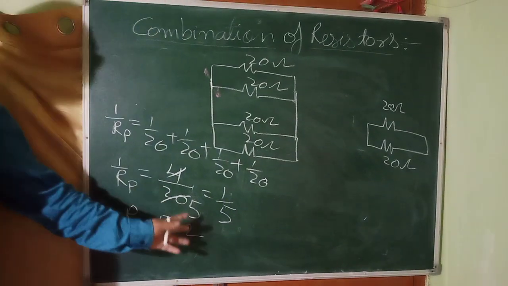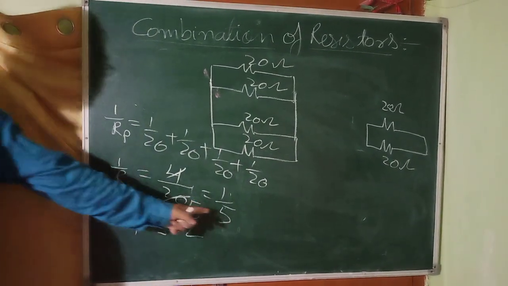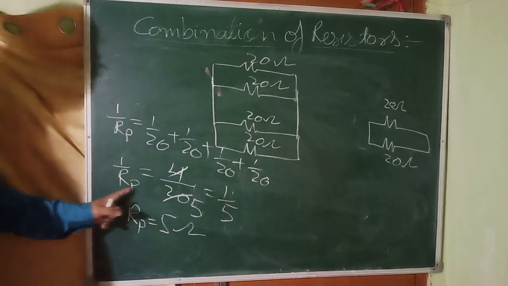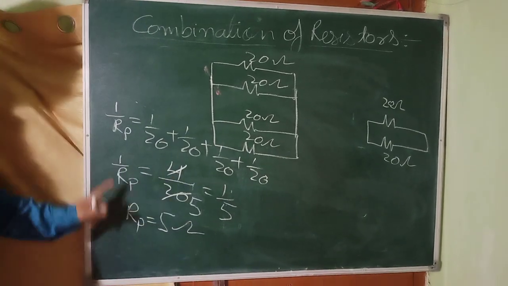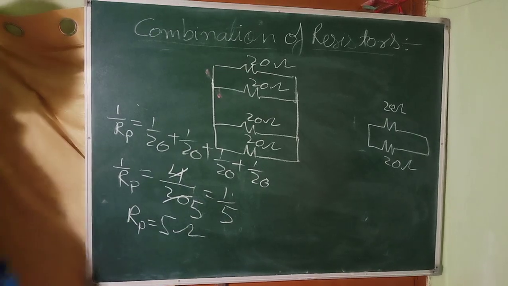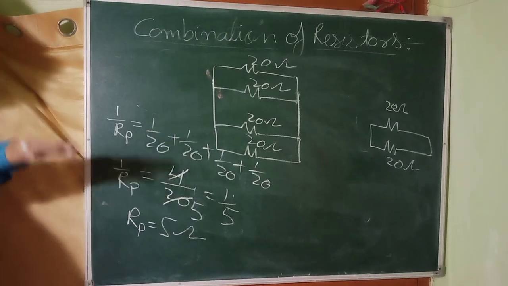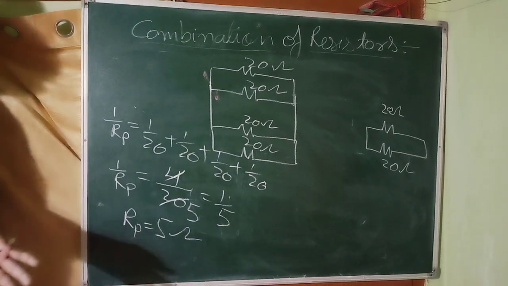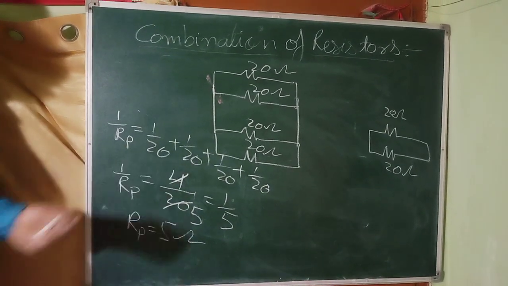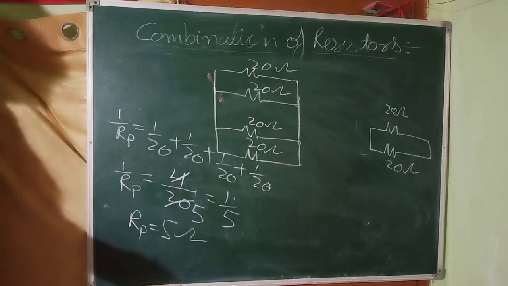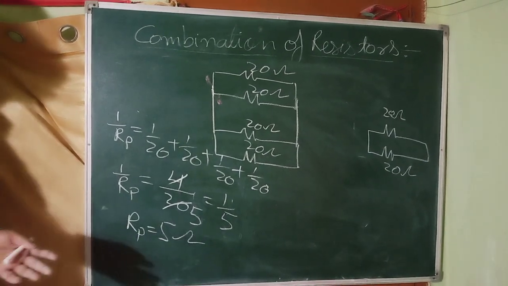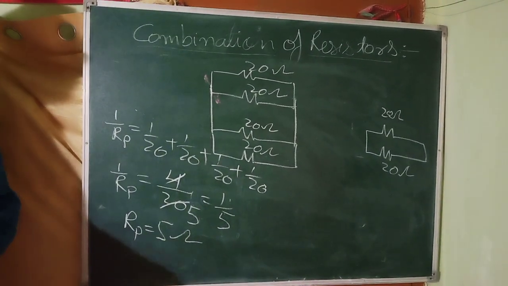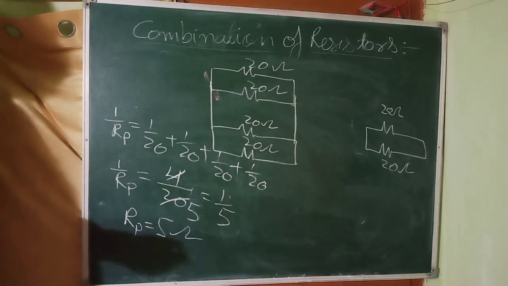If you are not understanding in this way, you can just cross multiply. 5 into 1 is 5. Rp into 1 is Rp. So Rp is equal to how much? 5 ohm. So what did you find? In parallel combination, the resistance gets reduced. So if you want to reduce the value of resistance, then you can use the parallel combination. And when you want to increase the value of resistance, then you require series combination. So, okay.